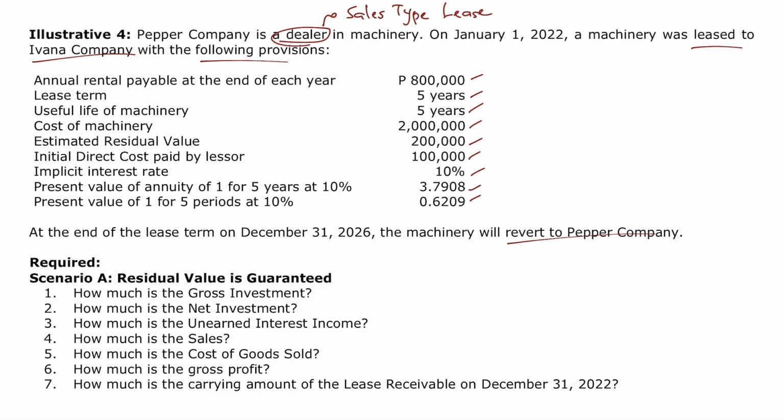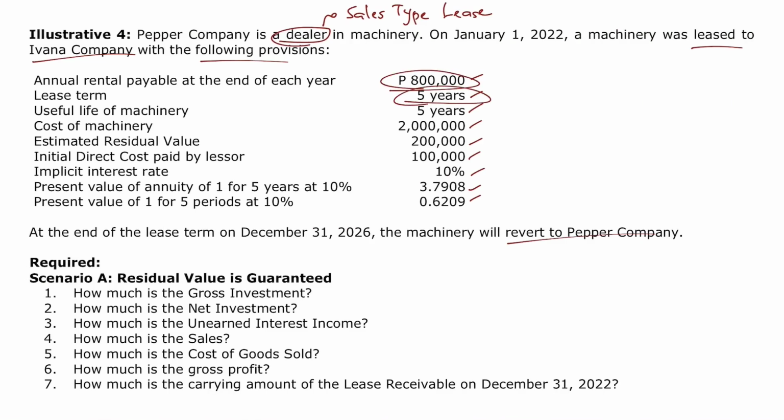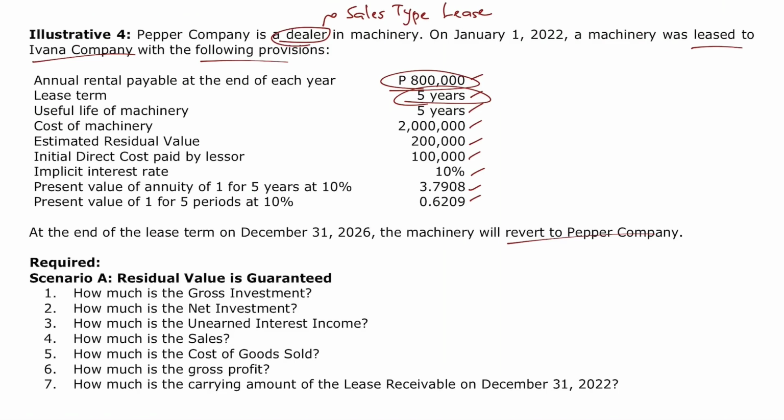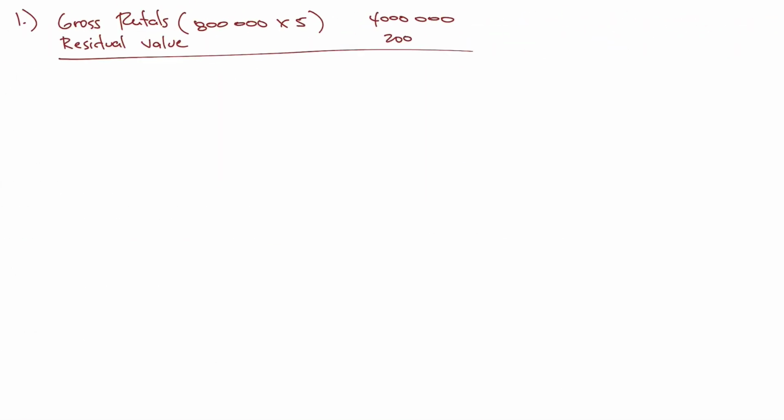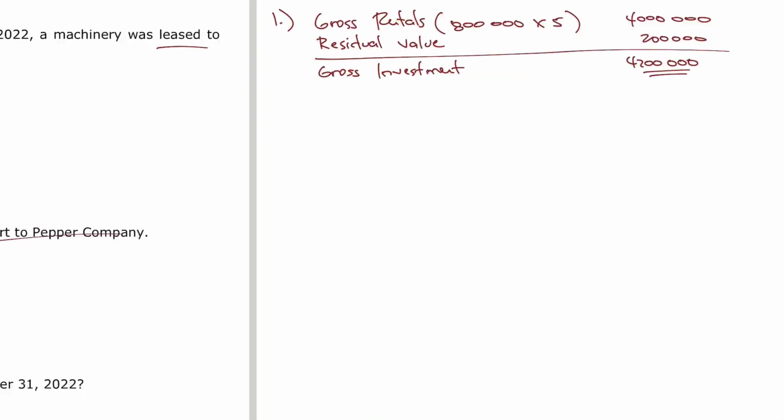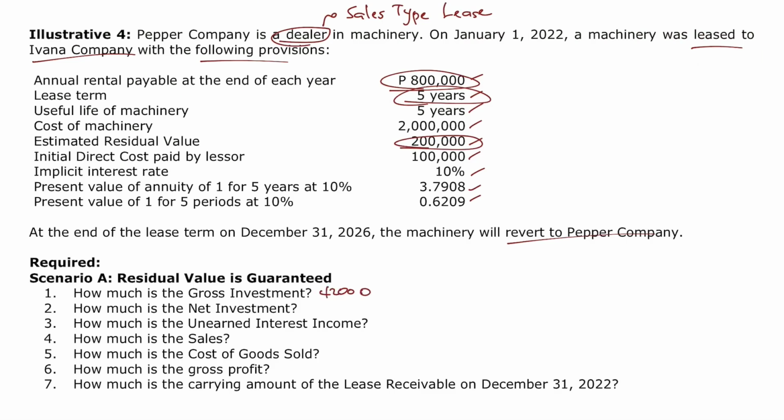Okay? So, number 1, magkano daw muna yung gross investment natin, no? So, number 1, gross investment will be equal to the gross rentals, which is equal to magkano gross rentals? That's 800,000 times the lease term of 5 years, or this is equal to 4 million pesos. Okay? Now, add natin dyan yung residual value, once again, whether guaranteed or unguaranteed, as long as hindi po letter T or letter O yung ating scenario. Okay? So, residual value will be equal to magkano yun? That's equal to 200,000. So, lalagay ko dito 200,000. And apparently, this is the gross investment already. So, magkano gross investment natin? Gross investment will be equal to 4.2 million. So, requirement number 1, 4.2 million will be our final answer.